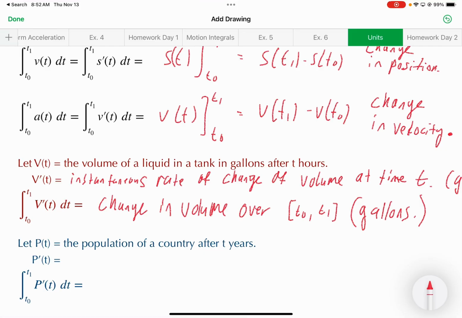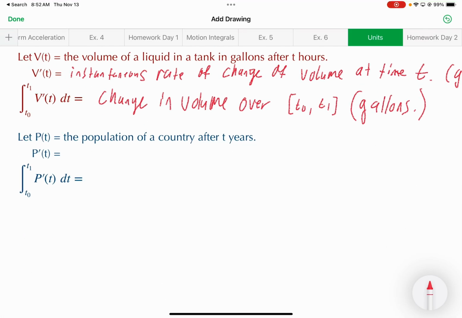Good. All right, one final example. I won't write this all out. But if P represents the population of a country after t years, P prime would be your instantaneous rate of change at a specific timestamp. So if we let it be an integer, it'd be an instantaneous rate of change after 5 years, or we could do 5.5 years or something like that. So if I integrate that rate, if I integrate P prime, what would that tell me? Change in what? Population. So whatever we're talking about per year, people per year or something like that.